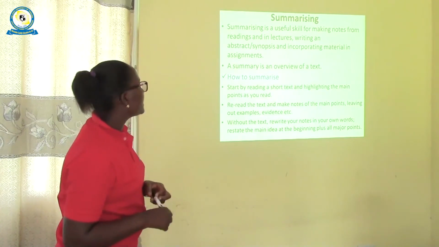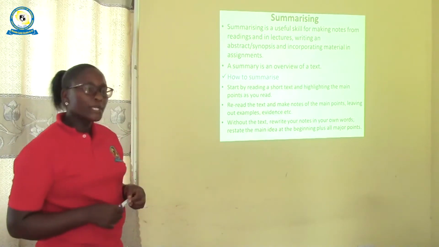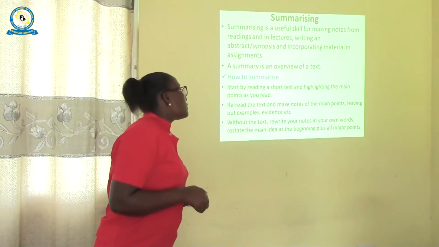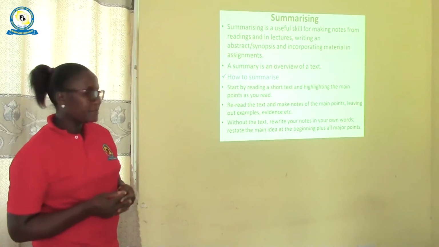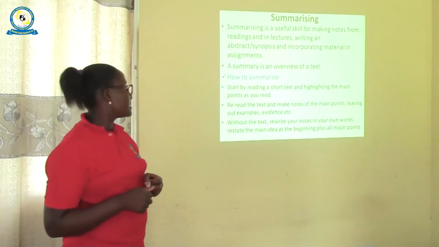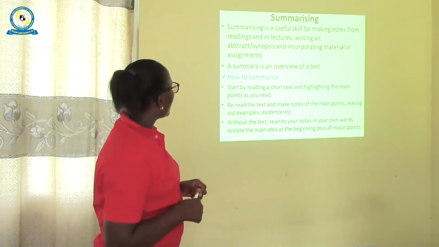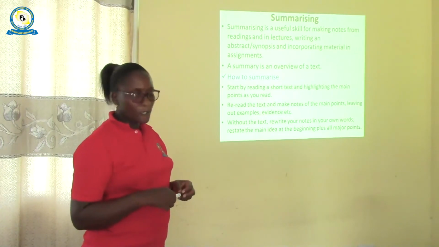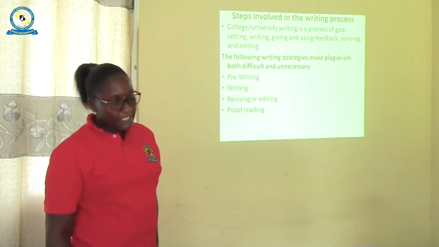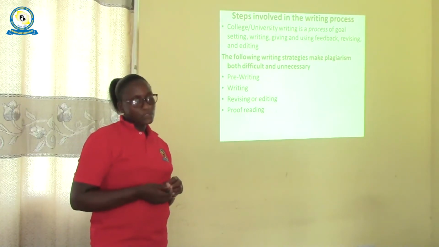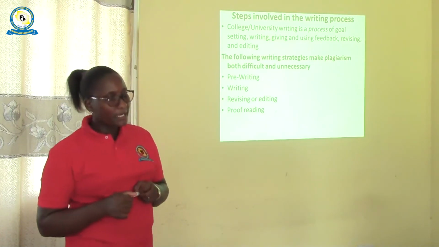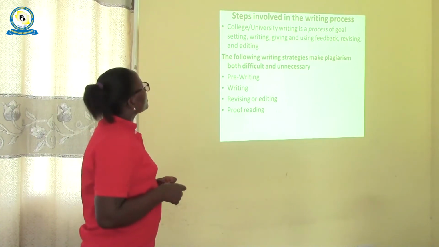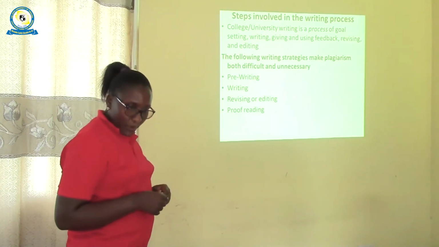Start by reading a short text and highlight the main points as you read. And then as you go along, you'll be able to expand on those different points in your own words. Reread the text and make notes of the main points, leaving out examples, evidence, etc. You try to contextualize the text in your own case, so that at the end of the day, you have your notes, you rewrite the notes in your own words, and restate the main idea at the beginning plus all the major points. So if it's done in a proper way, at the end of the day, you are able to produce a very strong, academically sound text. So we've got various steps involved in the writing process.